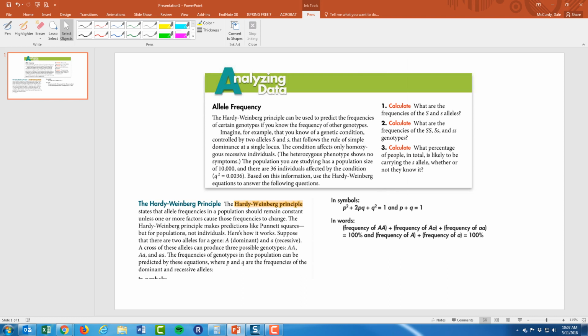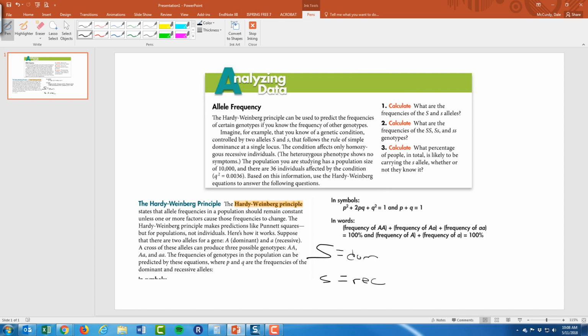There's something called the Hardy Weinberg principle, which we can use to predict frequencies of certain genotypes if you know the frequency of other genotypes. So let's say you have a genetic condition that's controlled by two alleles. We have a big S and a little s. Our big S is going to be our dominant trait. Our little s is going to be our recessive trait.